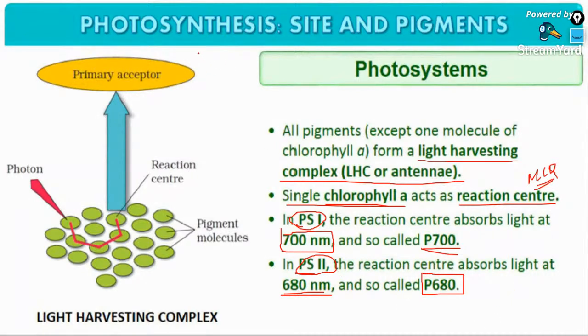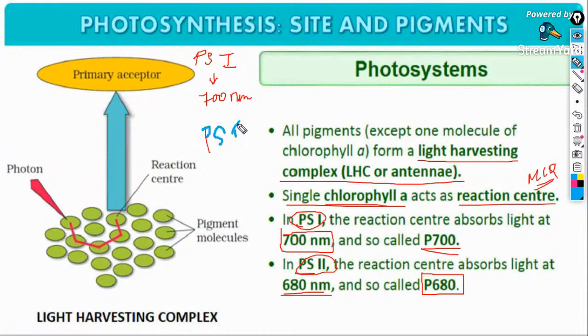Is it clear, everyone? Photopigment system 1 absorbs light of wavelength 700 nanometer, and photopigment system 2 absorbs light of wavelength 680 nanometer. Those who are hearing it for the first time, is it clear?